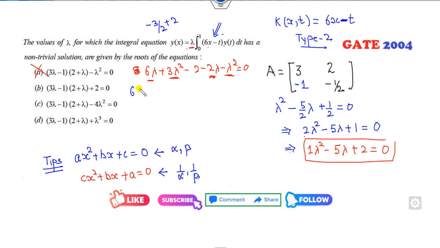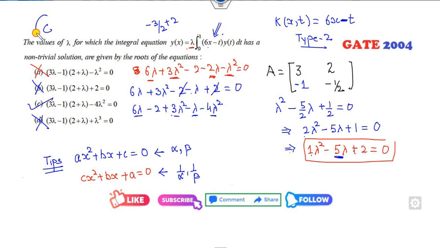The second one is 6 lambda plus 3 lambda square minus of 2 minus of lambda plus 2 is equal to 0. So we need a constant, but the constant is eliminated. Look at another one: 6 lambda minus of 2 plus 3 lambda square minus lambda minus 4 of this. So it will be 5, fine, minus and minus 1. Yes, it is satisfied. So this option is cancelled. The right option is C, it is my right answer.